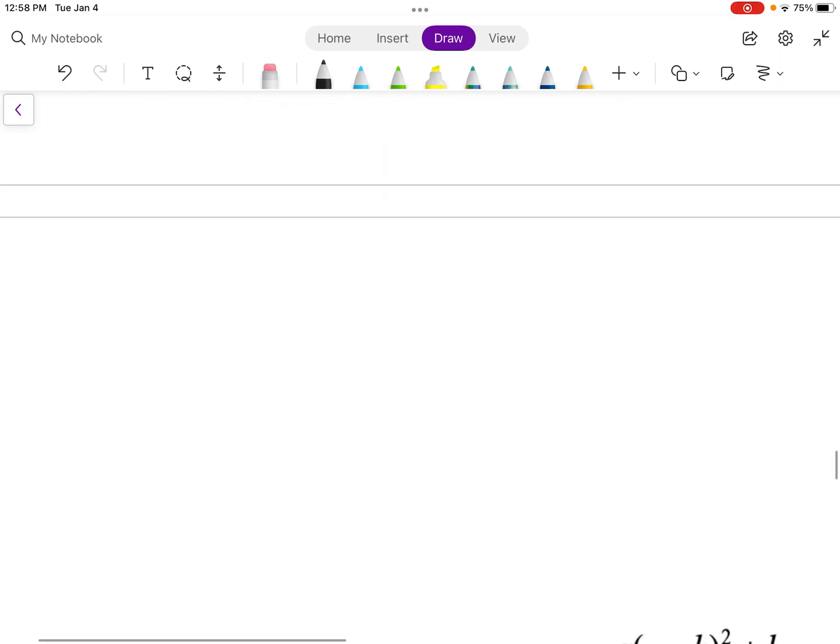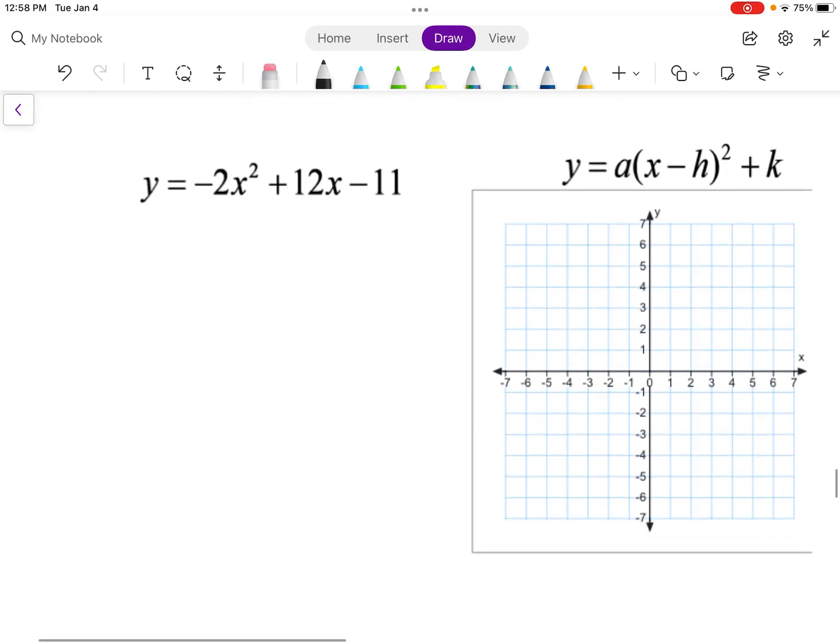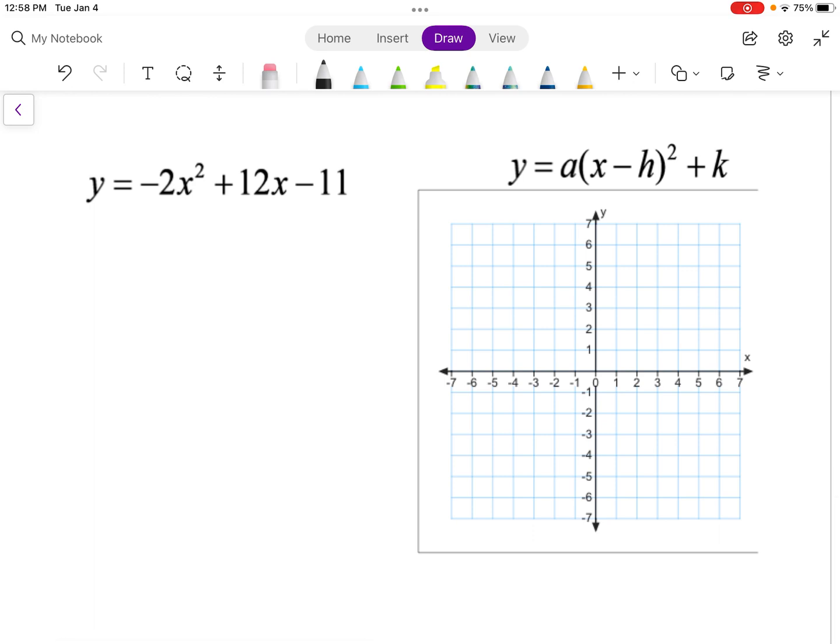So if you look at this next example, I've got y equals negative 2x squared plus 12x minus 11. I want to put that in vertex form. This one is different from the other ones we did. And the reason why it's different is because of that negative 2 out in front. So that changes things a little bit if you have a leading coefficient. It adds on a few extra steps. So I'm going to start out still with the first step is still the same. I'm going to group that negative 2x squared plus 12x together.